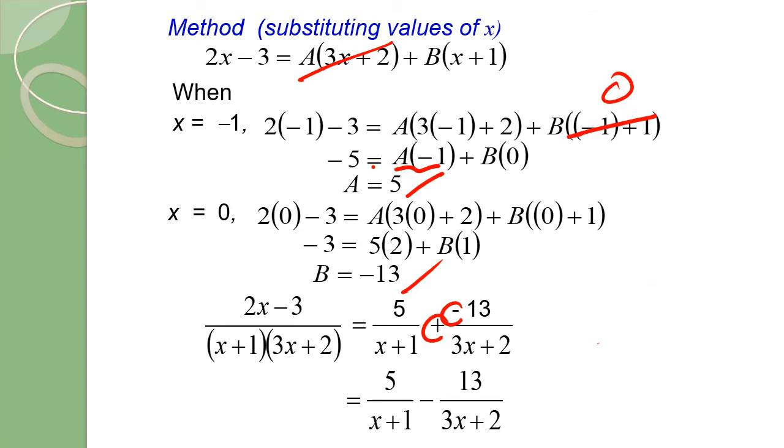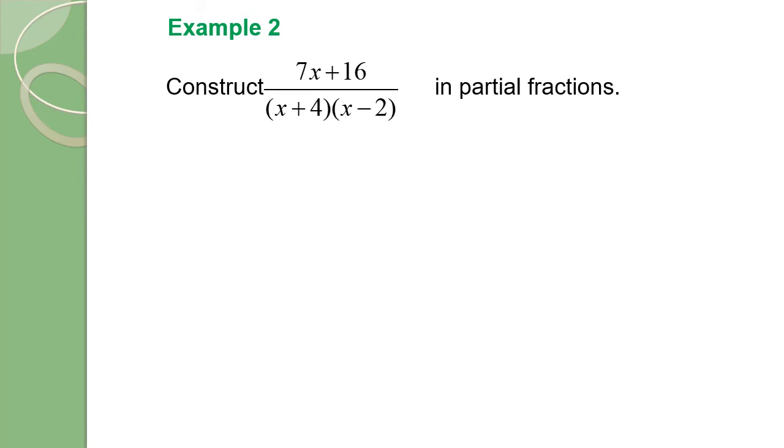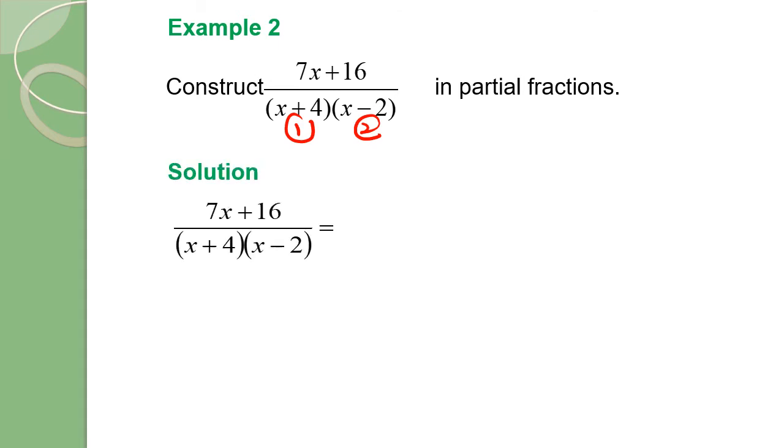Now let's do example 2. Construct (7x plus 16) all over (x plus 4) multiplied by (x minus 2) in partial fractions. The first step that we have to do is to recognize the factors of the denominator. The first factor here is linear, and the second factor, x minus 2, is linear also. So it should be a constant numerator at the top of each factor. So it will be A over x plus 4 plus B over x minus 2.